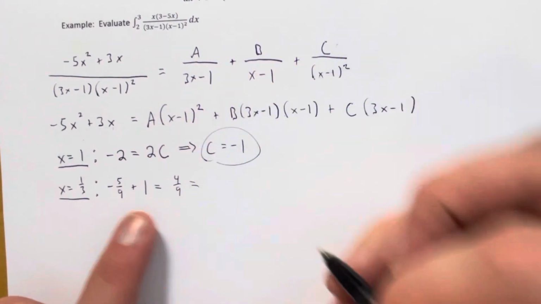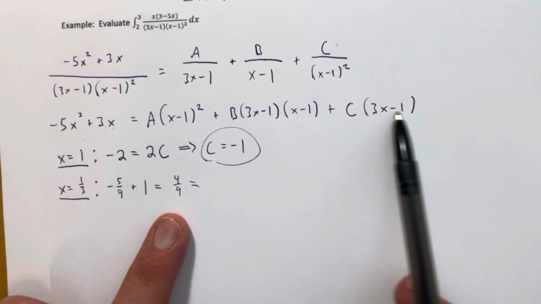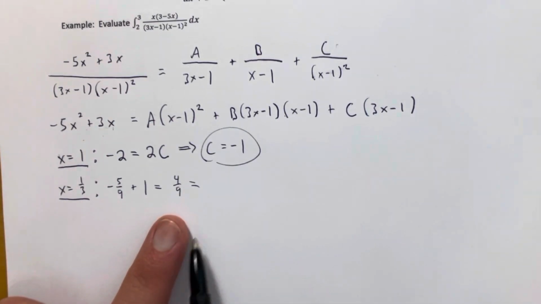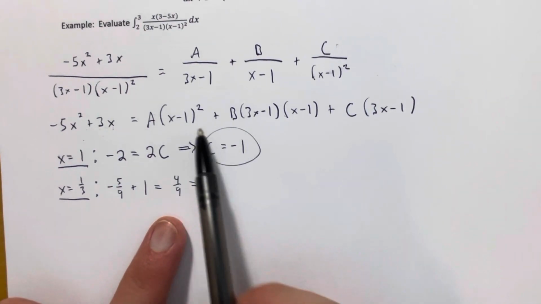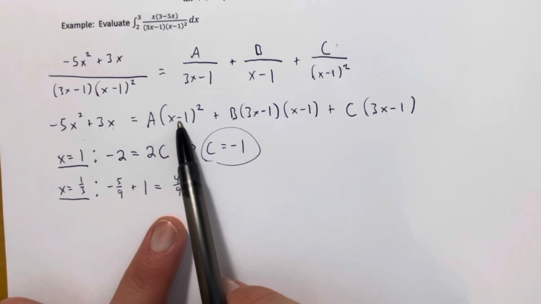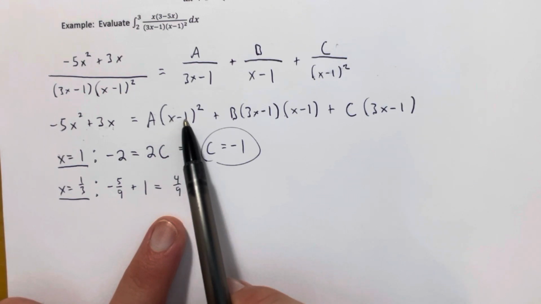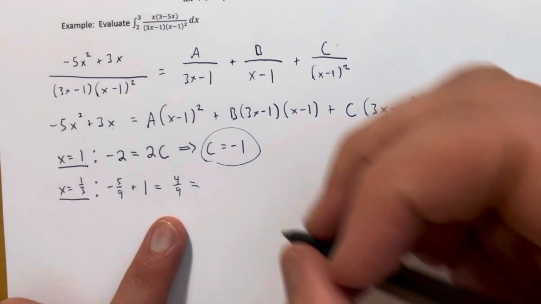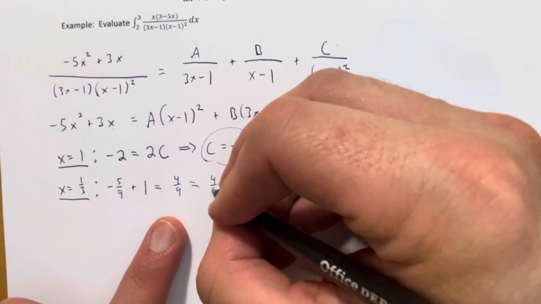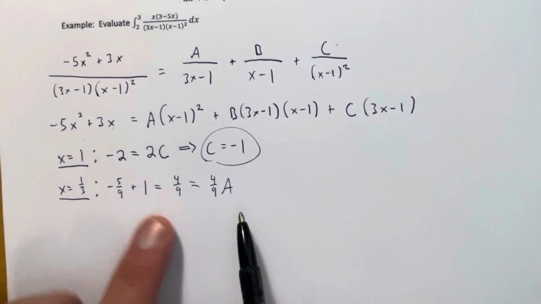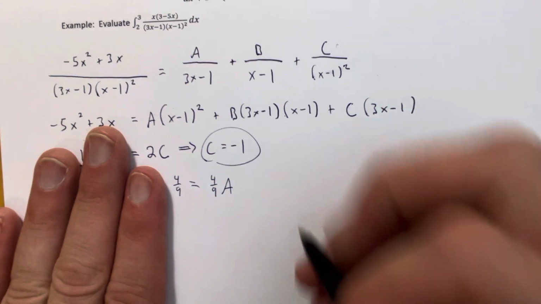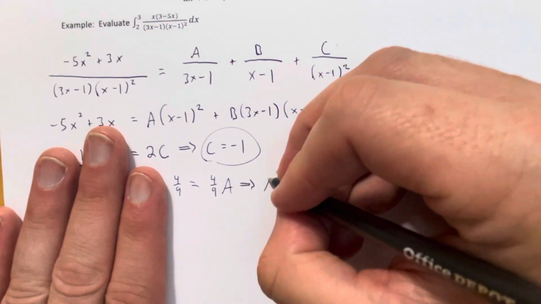Okay. Now, plugging a 1/3 in on this side, what's going to happen? Well, like we said, these two terms are going to go to 0. So I'm going to be left with 1/3 minus 1, which is negative 2/3. But then I'm going to square that, which is 4/9 times a. Okay, so I have 4/9 equals 4/9 a, which implies that a is equal to just 1.